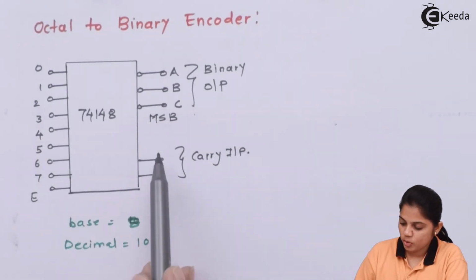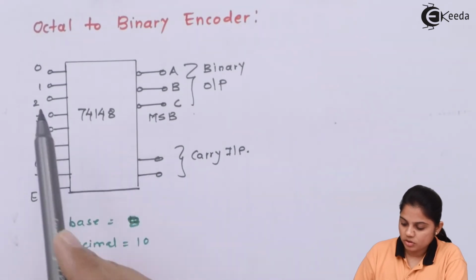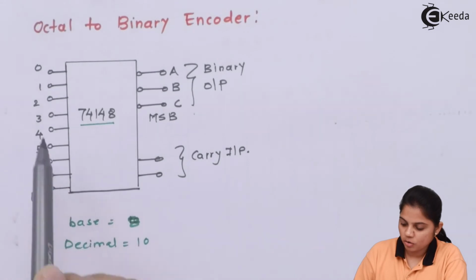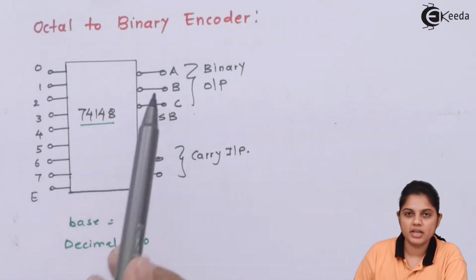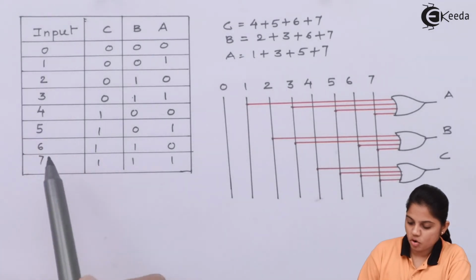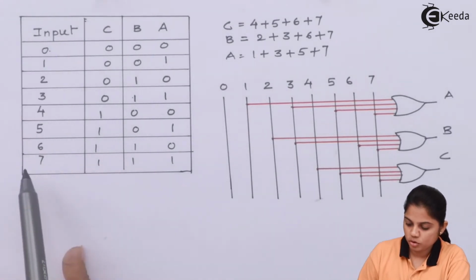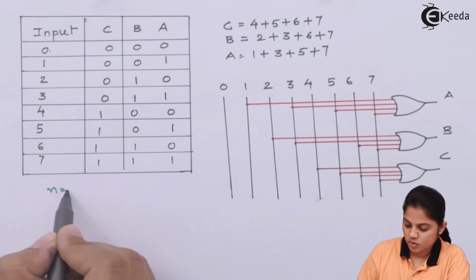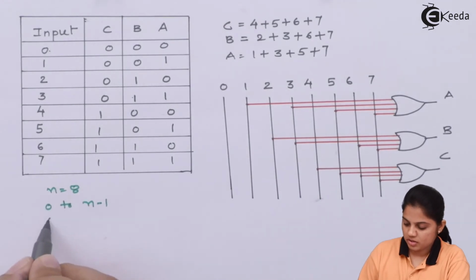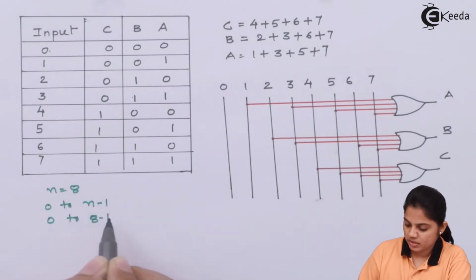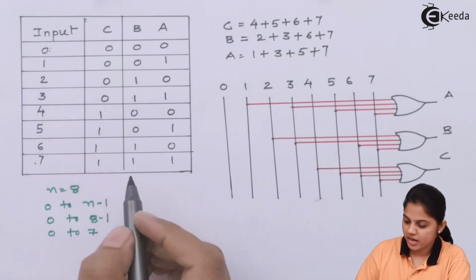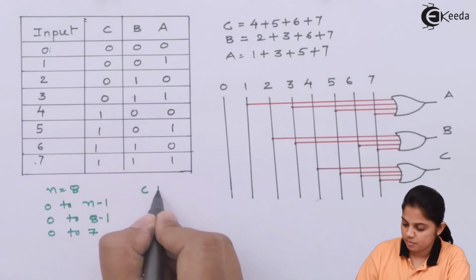So here 2 extra carry inputs are given. Now the IC is known as 74148. Now we will see how the octal input can be converted into binary format. So here we have the different inputs. Since it is octal, the input will go from 0 to 7 because n is equal to 8, and it will go from 0 to n minus 1. So it is 0 to 8 minus 1, that is nothing but 0 to 7. So we have inputs from 0 to 7, whereas the output can be produced in C, B, A.